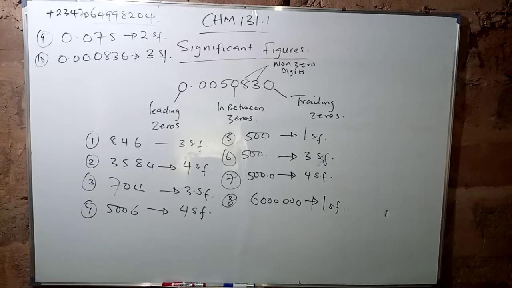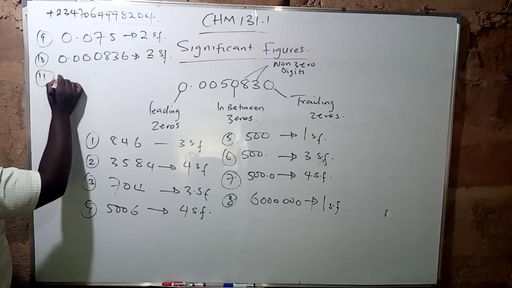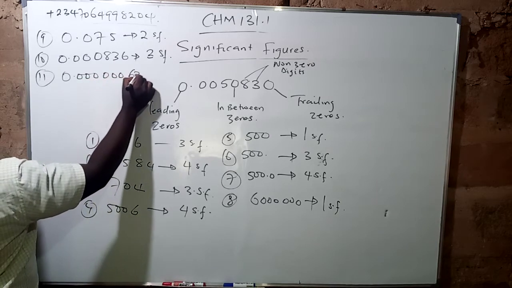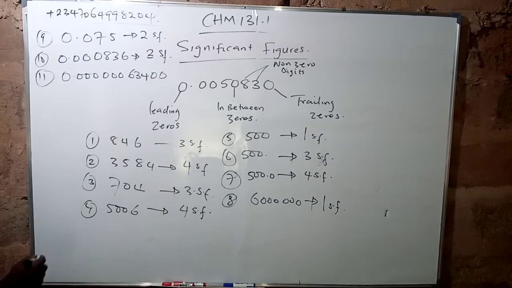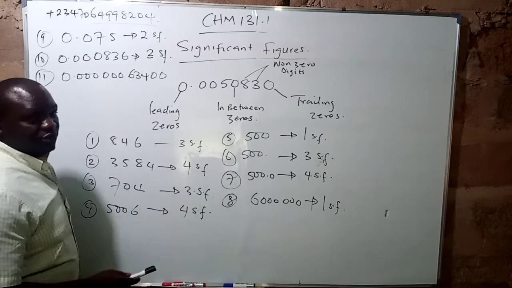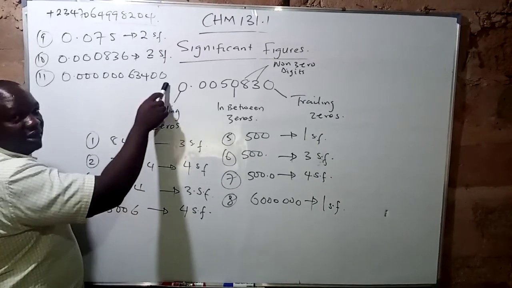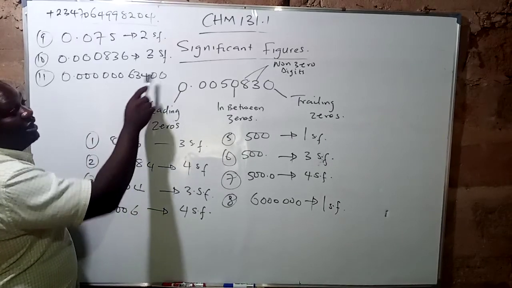Now, what if you have, this is very interesting, 0.00000634000? Now, you already know that the first zeros here are called the leading zeros, right? And these are the trailing zeros. Now, are you going to count this? Of course, we already know we cannot count this. But are you going to include these trailing zeros?